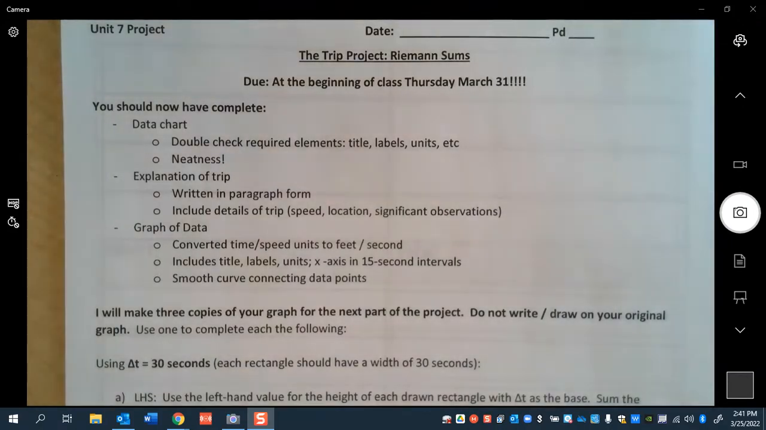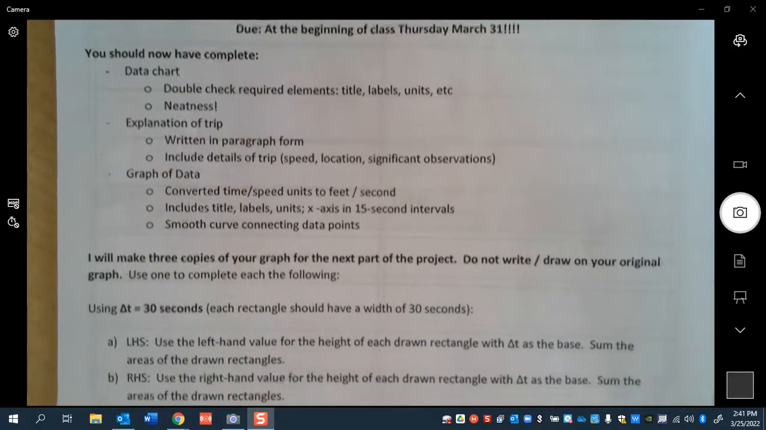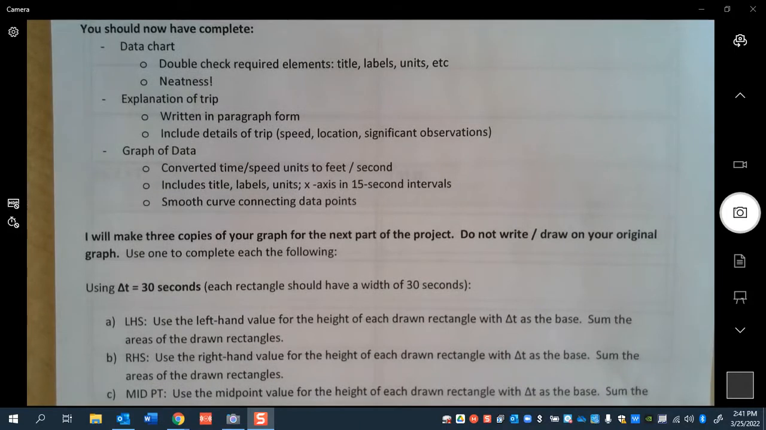The graph of your data needs to be where you converted your time and your speed units to feet per second, so that you're talking about the same conversions. Your graph of your data should have had a title, labels, units, and your x-axis in 15-second intervals, and a smooth curve connecting those data points. That was what was expected of you, and it's listed on the back of your assignment sheet when I gave this to you. Okay.